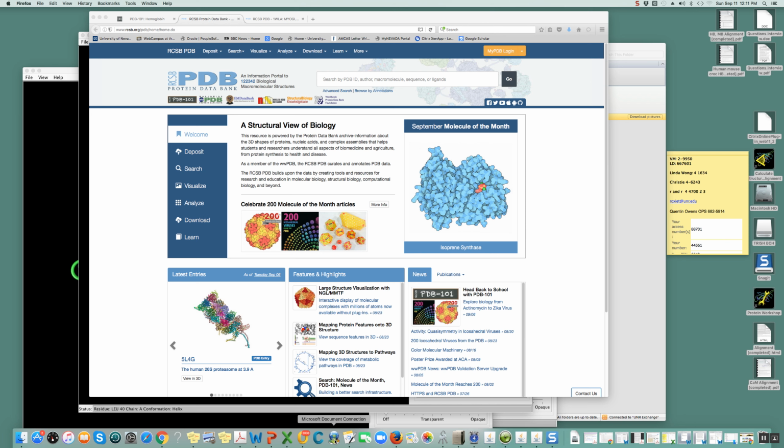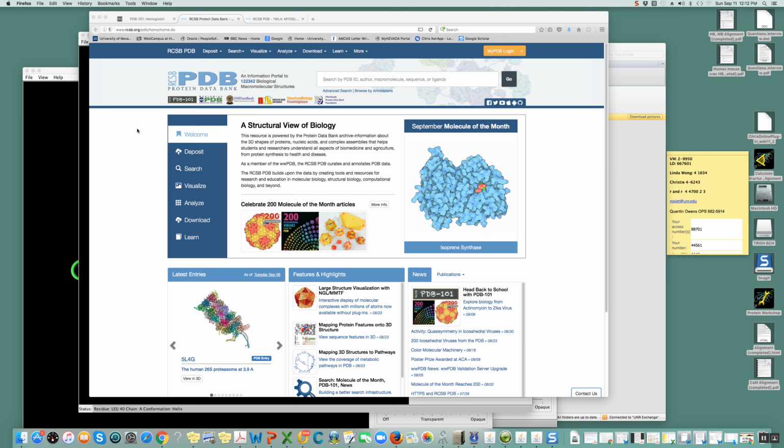I showed you a couple of databases last week, and the one we're looking at today is the RCSB PDB, that is the Protein Data Bank. This is an international structural biology knowledge base. When a researcher solves the three-dimensional structure of a protein, generally using X-ray crystallography, they will deposit the coordinates of every atom in that structure into this database.